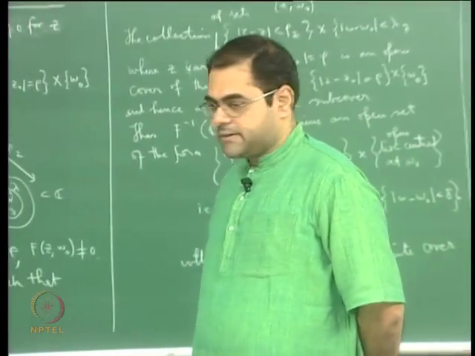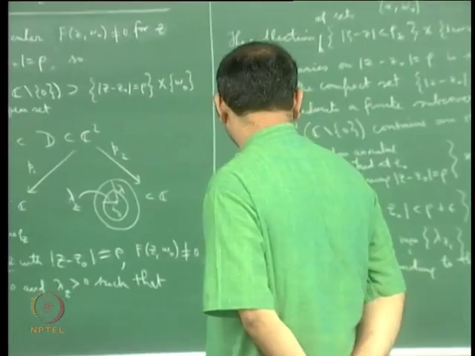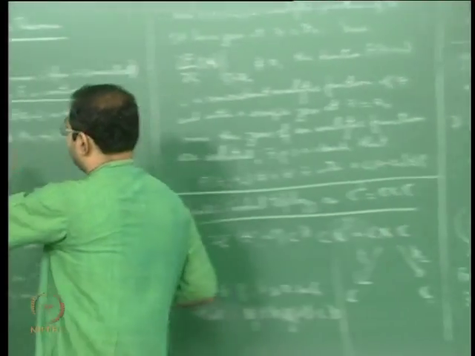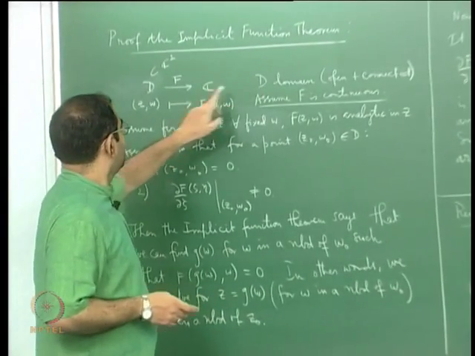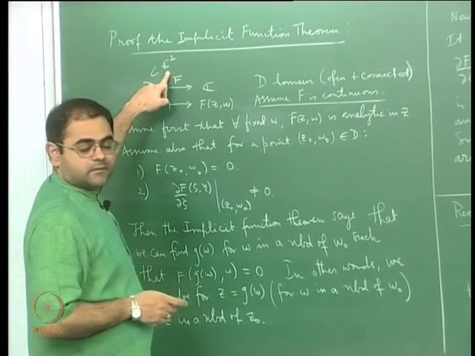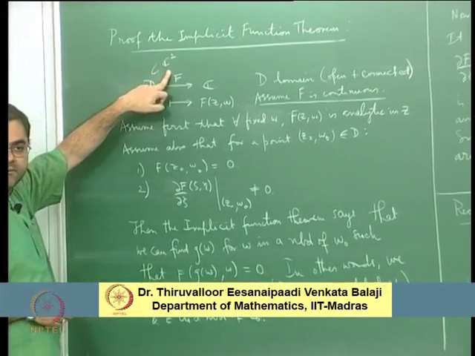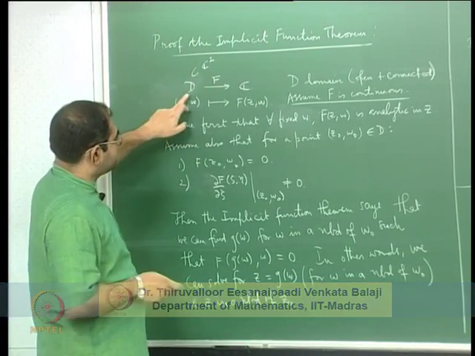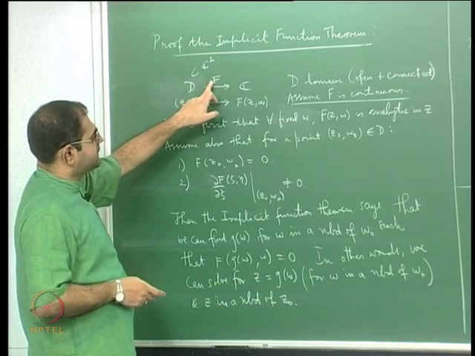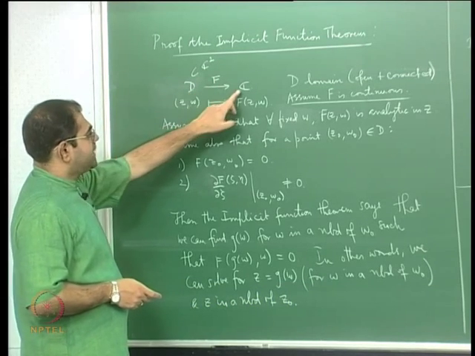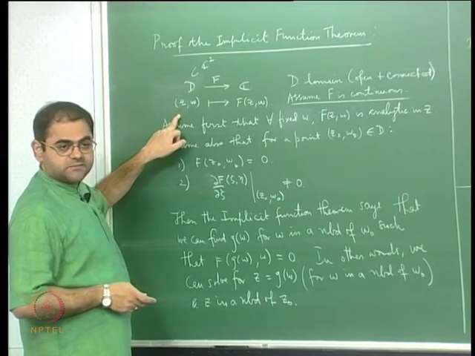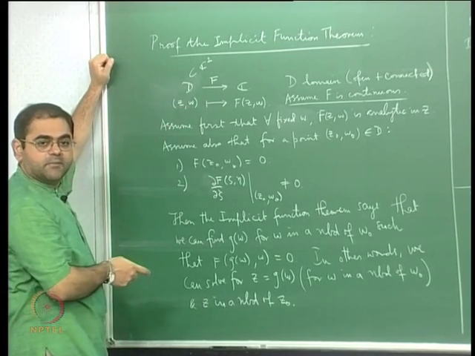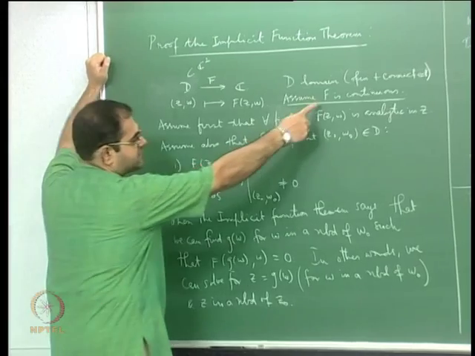Okay, so this is a continuation of the previous lecture. So let me recall what our assumptions are. We have a domain in C2, the product of C with itself, it's an open connected subset of C2, and we have a function f, a complex valued function of two complex variables, the first variable being denoted by z, second variable denoted by w, and we assume that the function is continuous.